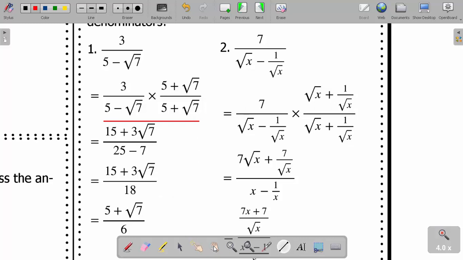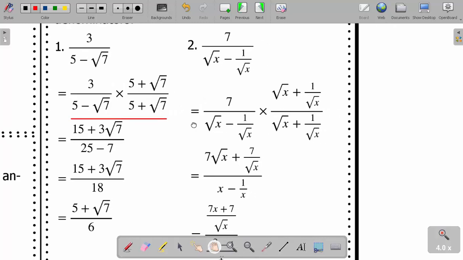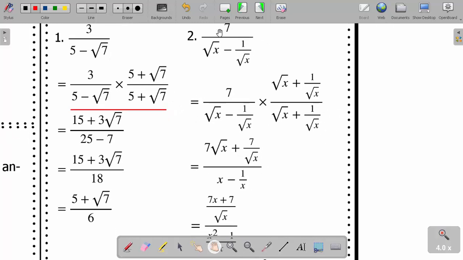Another example, guys, it's like this. It says that 7 over root x minus 1 over root x. Again, I'm going to multiply by the conjugate. You see, this is root x minus 1 over root x, so it's going to be root x plus 1 over root x, because it was a minus here. Again, multiplied by root x plus 1 over root x here.